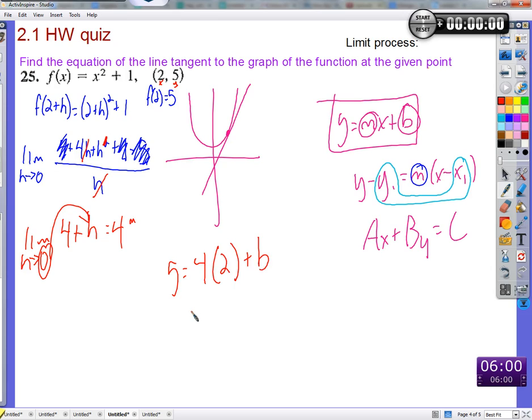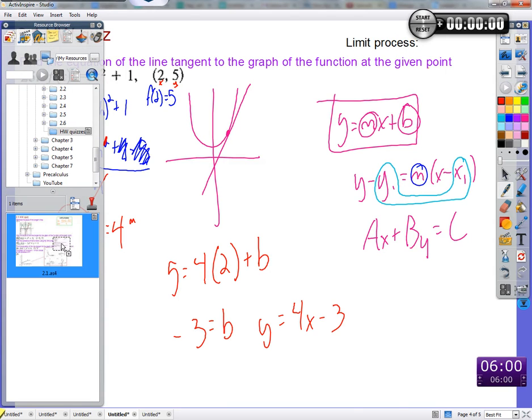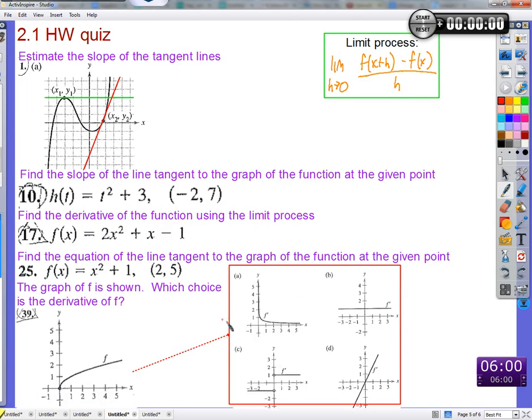Negative 3. So y equals 4x minus 3. I know it's negative 3. Oh, yeah, I see that. Okay, last one. This guy right here.